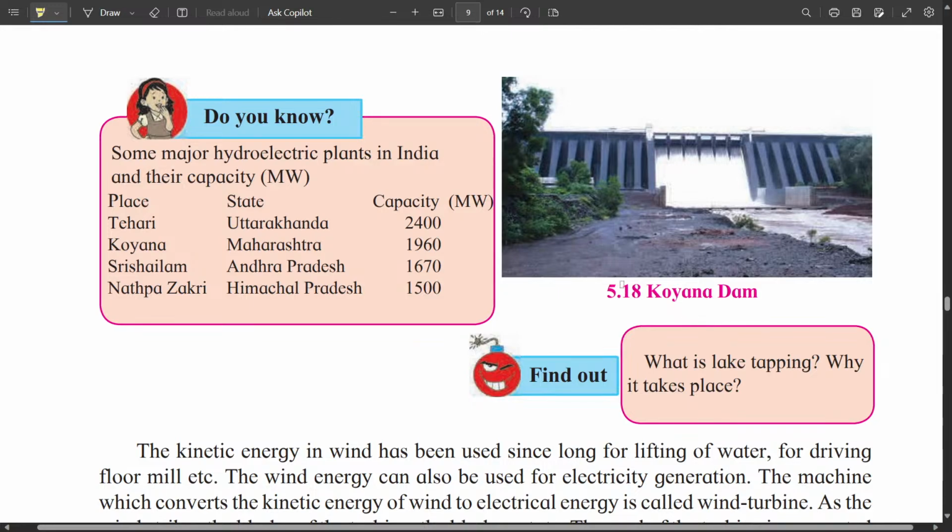So, in Tehri, Uttarakhand, hydroelectric power capacity 2400 megawatt, Koyna, Maharashtra 1960 megawatt, Sri Shailam, Andhra Pradesh 1670 megawatt, then Nathpa Jhakri in Himachal Pradesh 1500 megawatt.